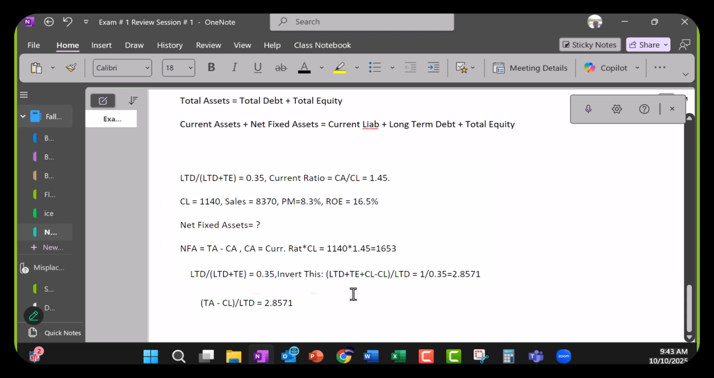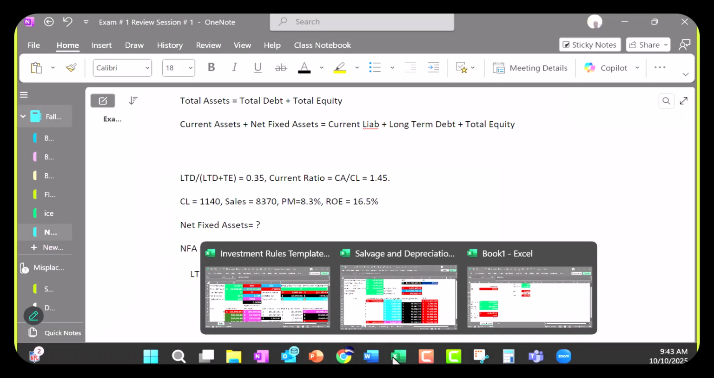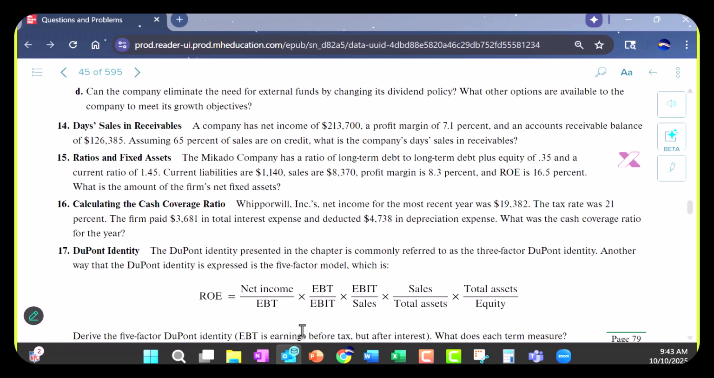Let's see. We know ROE, we know PM, we know sales. And I don't think this problem is solvable given the information given here. So let's kind of skip this. Yeah, I don't think there's enough information here.